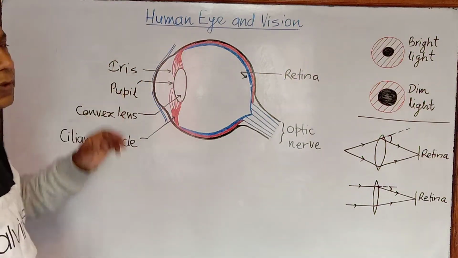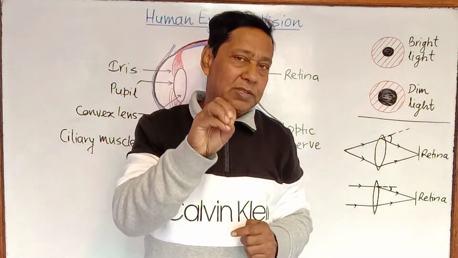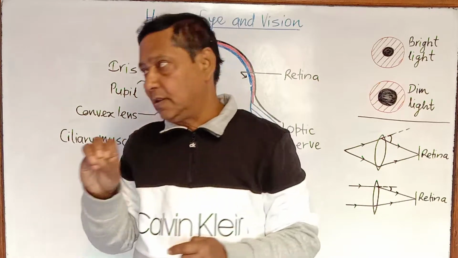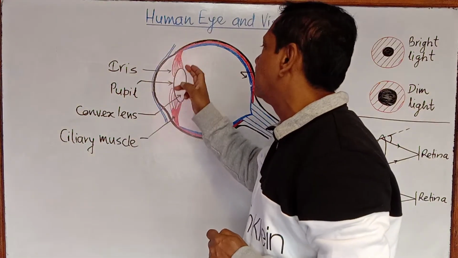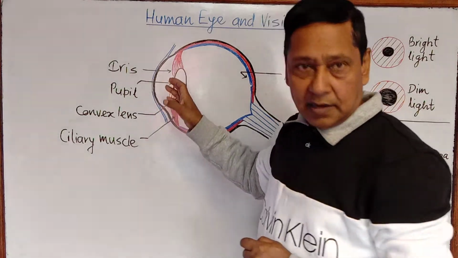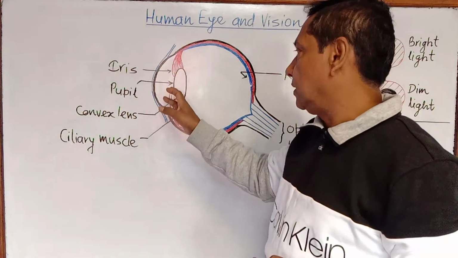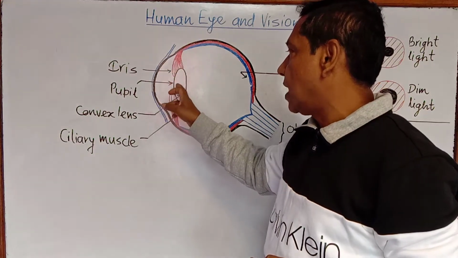Now let's talk about pupil. Sometimes we say the pupil is a hole through which light enters into the eye. But actually this is the front side of the convex lens of the eye, and if light falls on the pupil, it enters into the eye. Otherwise, if it falls on the iris, it won't enter into the eye. This is the entrance of light to the eye.